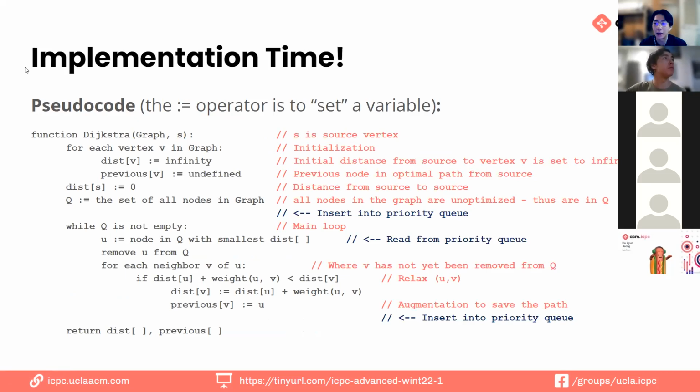So what I want you to do is try and implement this, because I think this is an important skill that all competitive programmers should have: implementing these pretty standard algorithms. You should be able to come up with them, or at least understand the structure of them. So here's some pseudocode for Dijkstra's, what we just talked about. The walrus operator here is to set a variable. What you would do in C++ or Java is just use the equal sign to set.